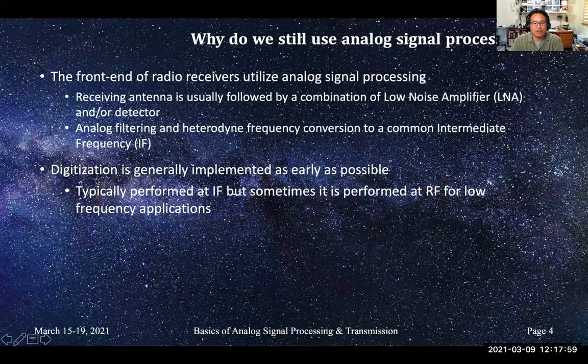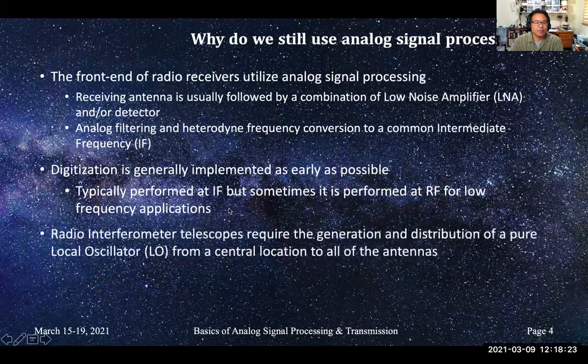Digitization is generally performed as early as possible to avoid any distortions caused by analog signal processing. We typically perform digitization at IF, but sometimes you could do it directly at RF after the LNA. For instance, broadcast band AM and FM radio can be digitized directly and then processed.